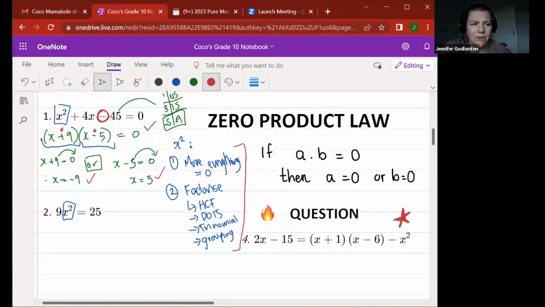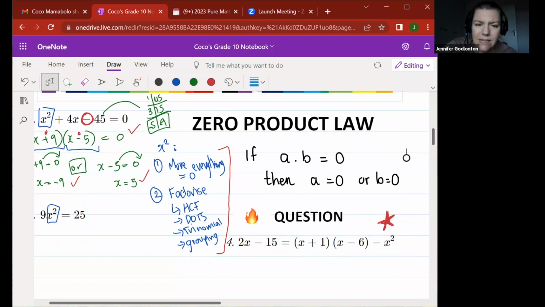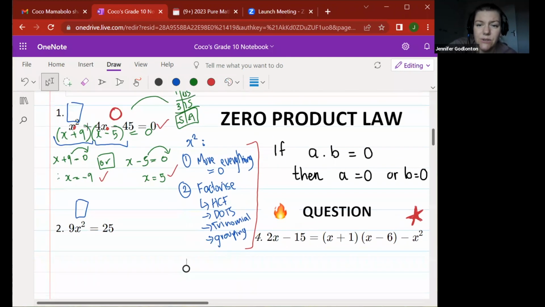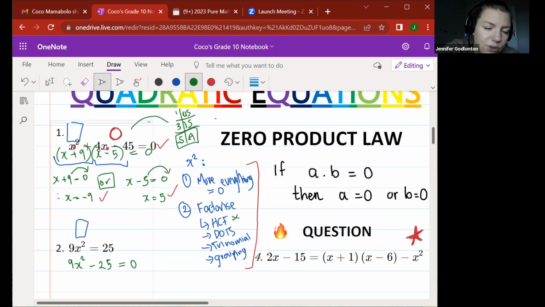Okay, let's have a look. We have got 9x squared equals 25. First goal is we want to move everything onto one side so that it is equal to 0, because if it's equal to 0, we can use the zero product law. Okay. So we're going to say 9x squared minus 25 is equal to 0. Now we're going to go through our factorizing list. We don't have a highest common factor. Can we do difference of 2 squares? Yes, we absolutely can. Okay, we have 2 terms. They are both square numbers and there's a minus sign, so it's a difference. Okay, so we're going to do difference of 2 squares.